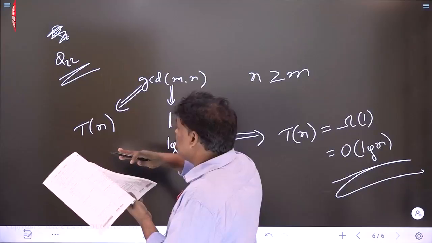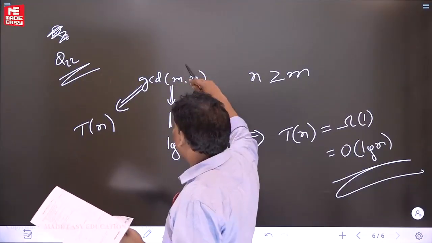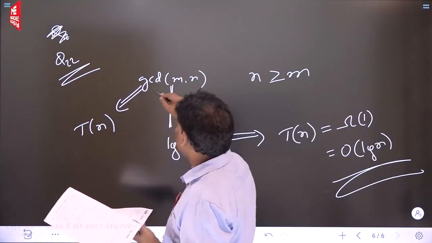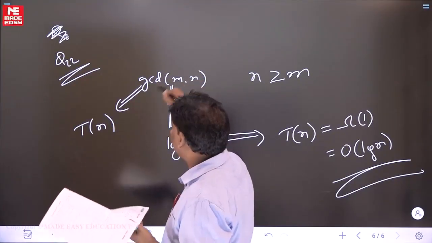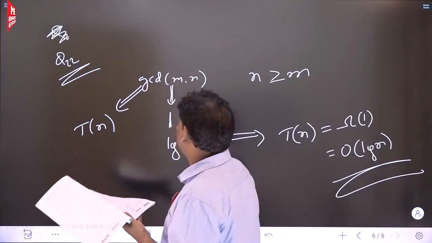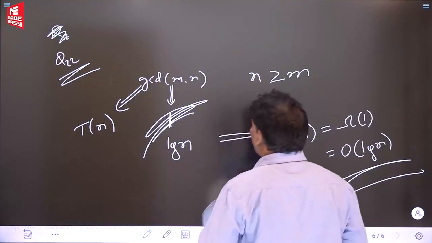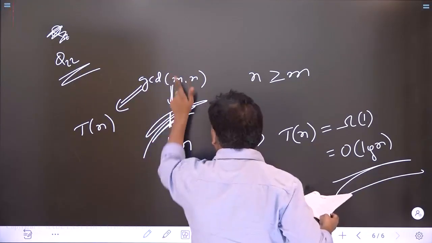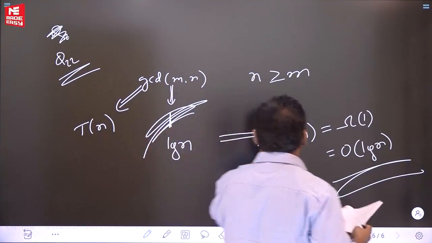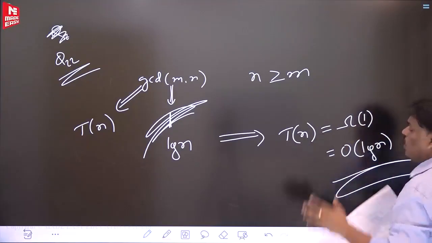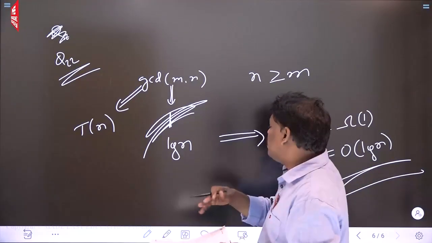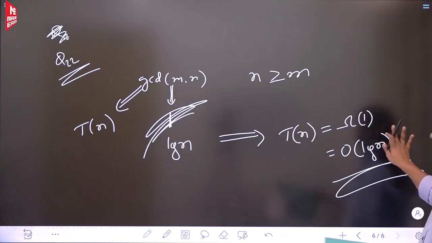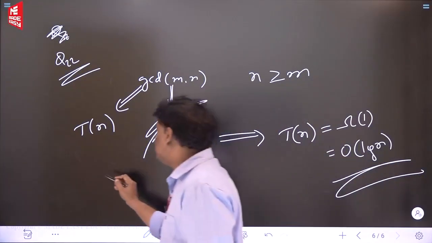If the question says GCD of m comma n will take how many function calls in the worst case, then T(n) is the number of function calls in the worst case of GCD of m comma n. Then T(n) has only one choice, log n, so the answer is theta of log n. He has not mentioned best case or worst case, so the actual answer is this.